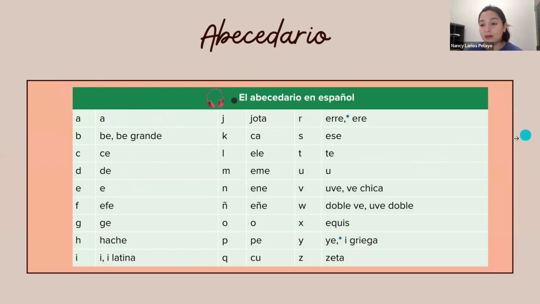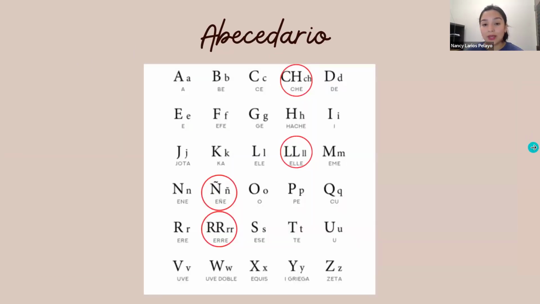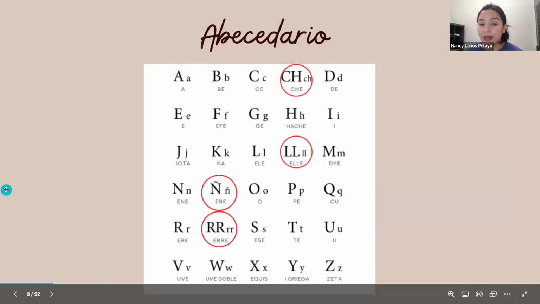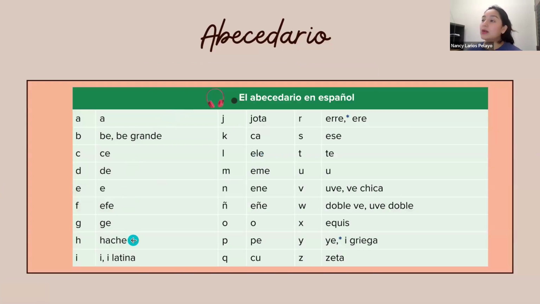And a couple of things to know is that in the previous alphabet, we had letters like che, ll, ñ, and rr. All these four were part of the alphabet. However, we don't see them here anymore because they were removed by la Real Academia de la Lengua Española. And so they don't form part of the alphabet anymore. However, we are still going to learn them in this class because it is important to know for spelling reasons and for pronunciation reasons, okay?